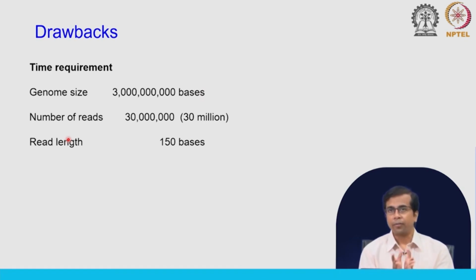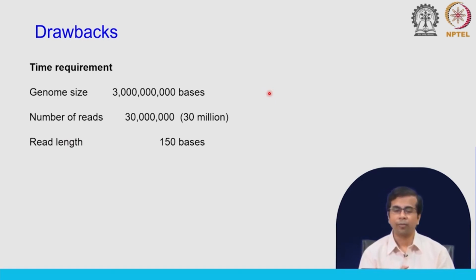So, we can look at the drawbacks. One is the time requirement. The sliding window approach along with this mismatch counting, both contribute to the time required. So, let us take this example: let us say the genome size is about 3 billion bases, like the human genome. We have a number of reads, about 30 million reads, that we have generated.